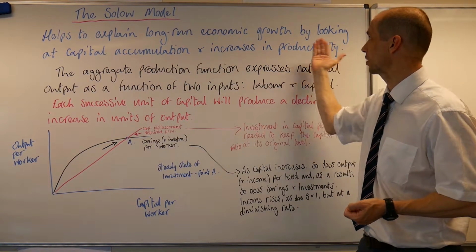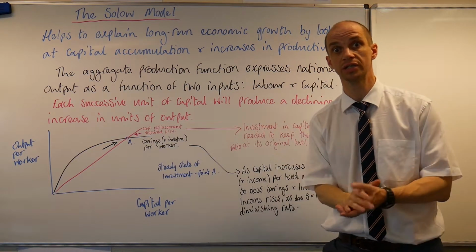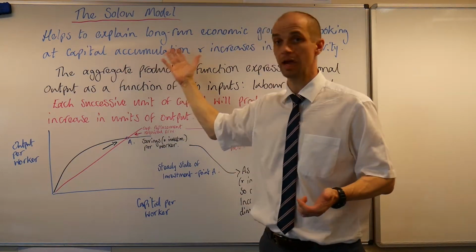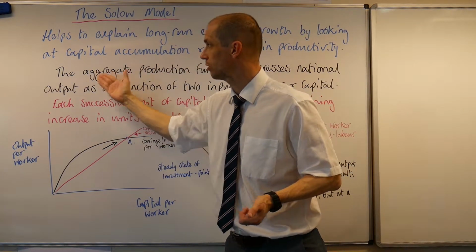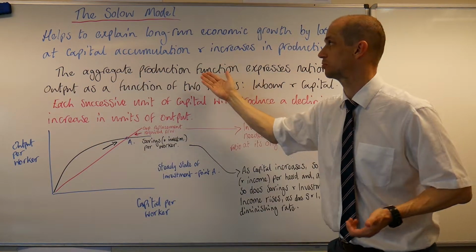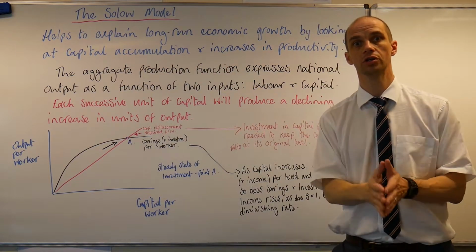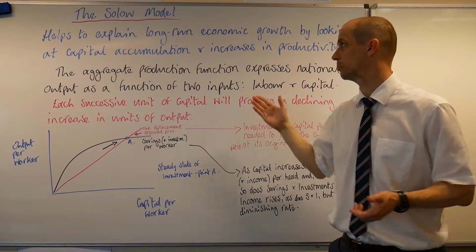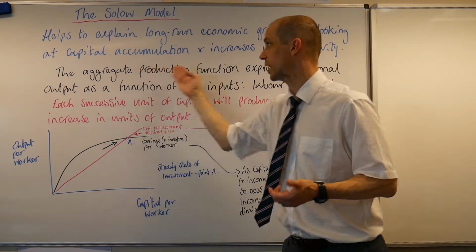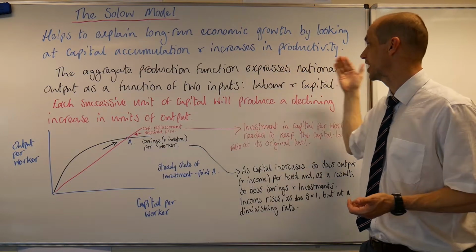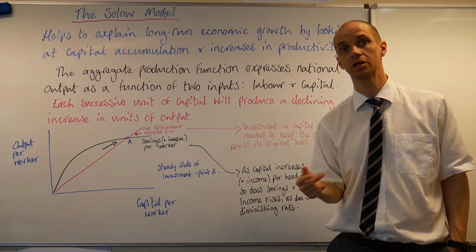It helps to explain long-run economic growth by looking at capital accumulation and increase in productivity. So when countries acquire capital goods, they become more productive, of course. Now, the Solow model itself really focuses on what's known as a production function, and that is that production is a function of a number of variables. The variables we're going to focus on here are labour and capital. So the aggregate production function expresses national output as a function of two inputs, and that is labour and capital.